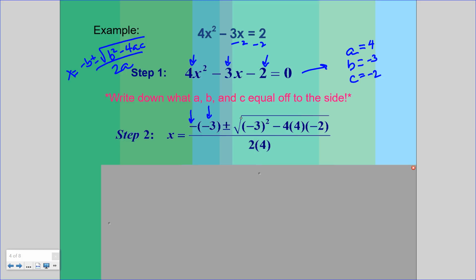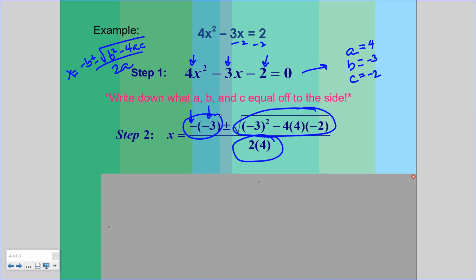Then your plus or minus sign, the square root of b, again use parentheses, squared, minus 4, always 4, times a, in this case 4, times c, in this case negative 2, all over 2 times a, or 4. So I just replaced a, b, and c with their corresponding spots in the formula. From here, in the work I want you to show, I want you to think about your quadratic formula as 3 chunks: chunk 1, chunk 2, and chunk 3. And I want you to simplify each of these 3 chunks separately.